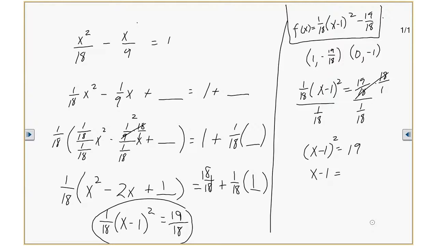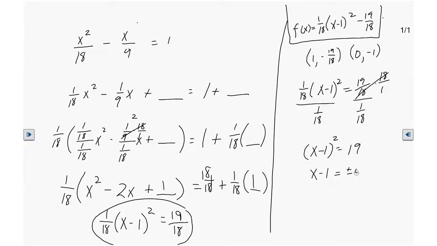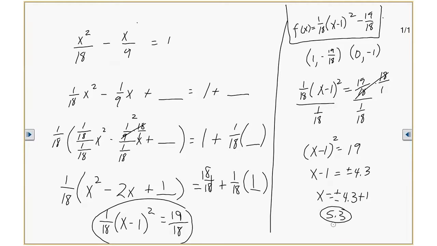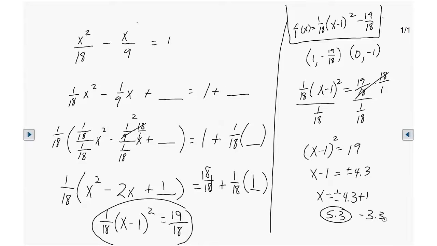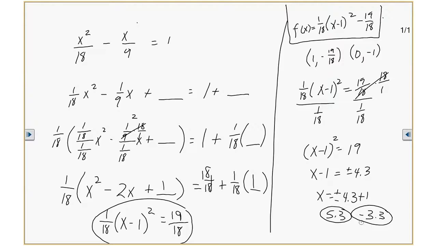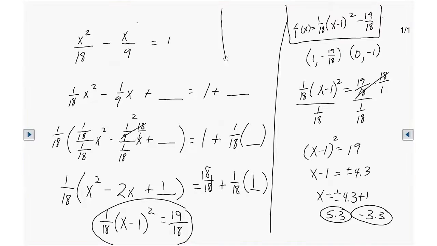Well, the square root of 16 is 4, so I'm going to say just 4.3. I have no idea, but go ahead and look it up. X is equal to plus or minus 4.3 plus 1, which is 5.3 and negative 3.3. Somebody find out what's the square root of 19? 4.35. Okay. It's close enough for government work.